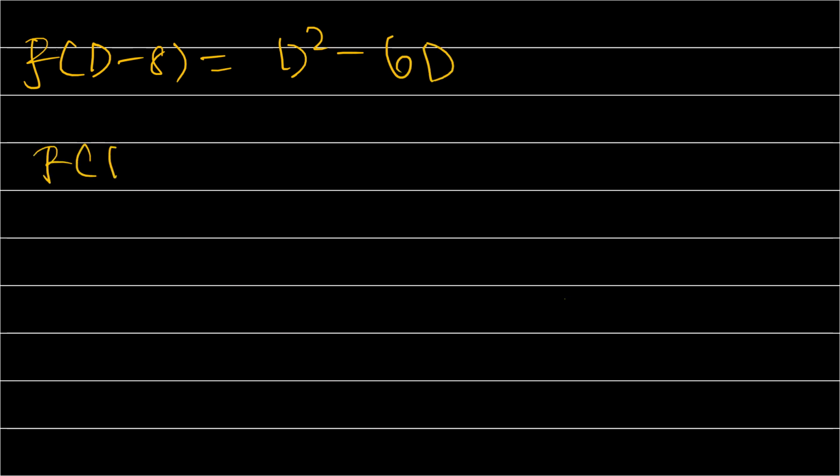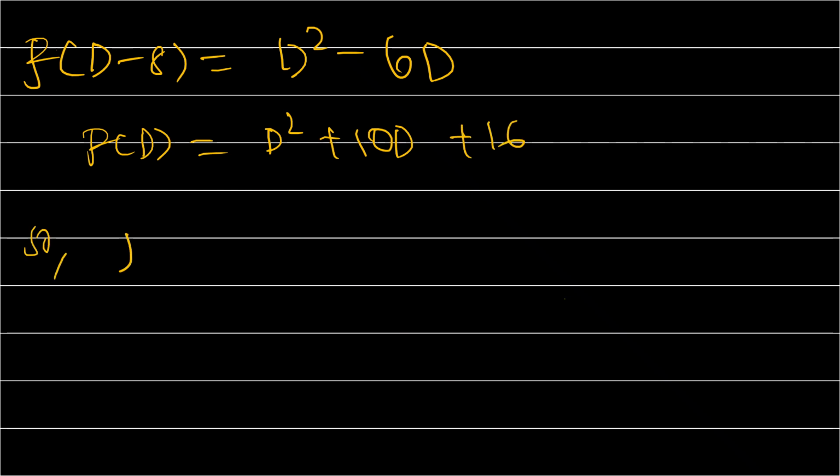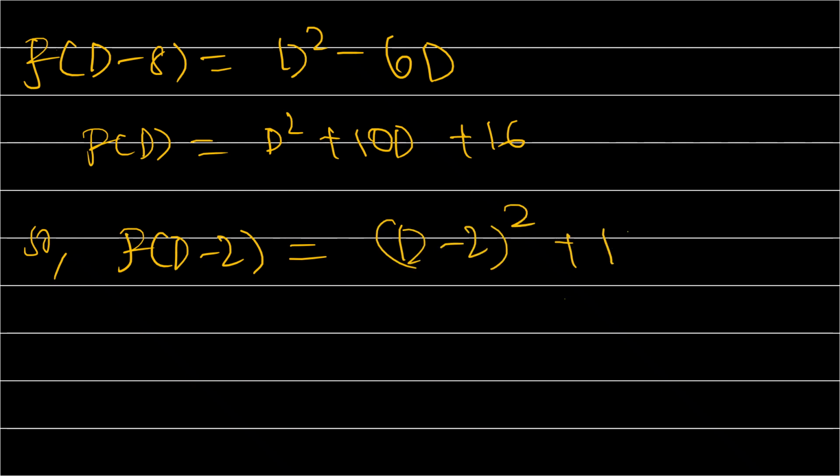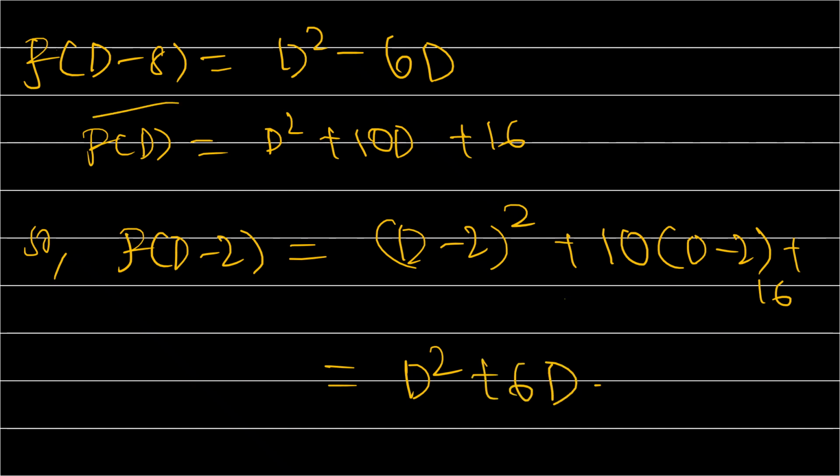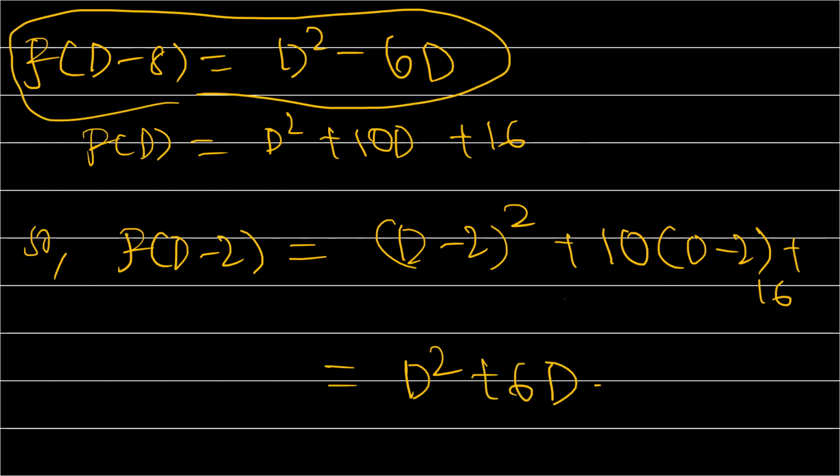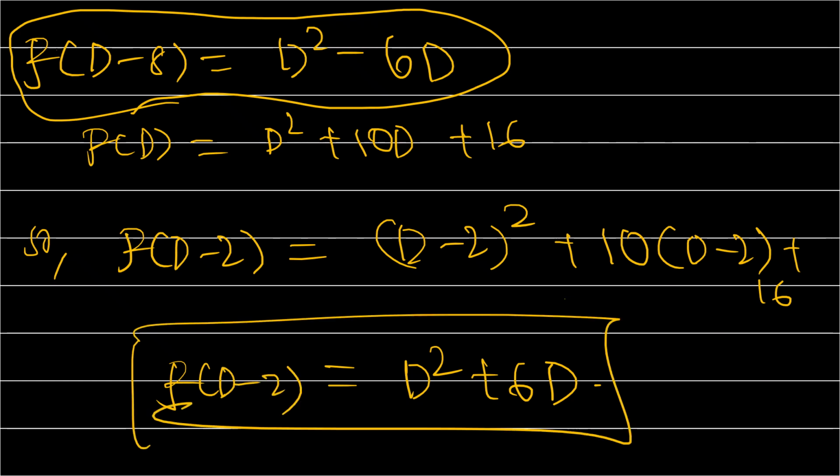Now f of D minus 2. Again, we have f of D is equal to D square plus 10D plus 16. So f of D minus 2 is equal to (D minus 2) whole square plus 10(D minus 2) plus 16. By calculating, we will get that the value will be D square plus 6D. So f of D minus 8 is D square minus 6D and f of D minus 2 is equal to this value.